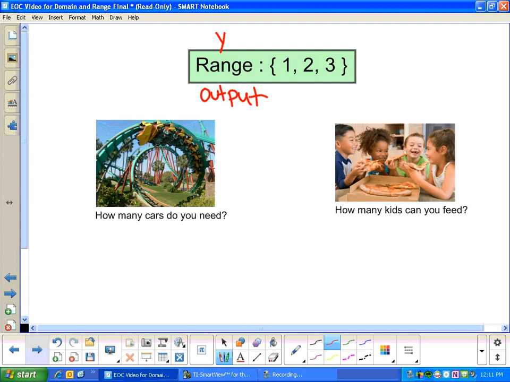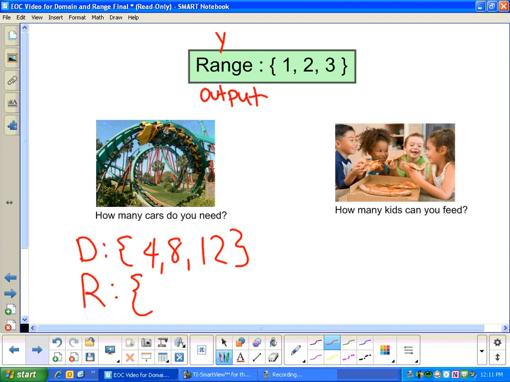Well, each car can hold 4 kids. A bunch of kids are going to come up and arrange themselves in groups of 4, and I'm going to put them on cars. They're going to come to me and say, we have 4 people in our group, or 8 people, or 12 people. That's the input they give me. And I'm going to say, then you need the output, which is either 1, 2, or 3 cars. So you can see here that the range, the set of all possible output values, is 1, 2, and 3.